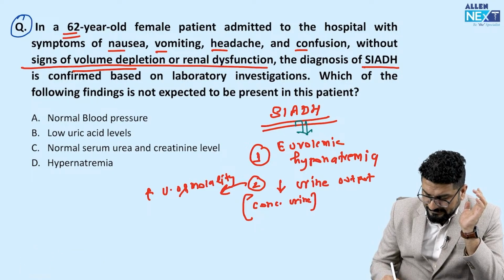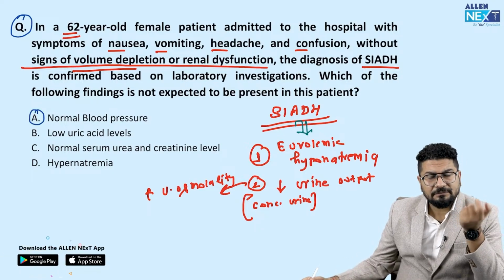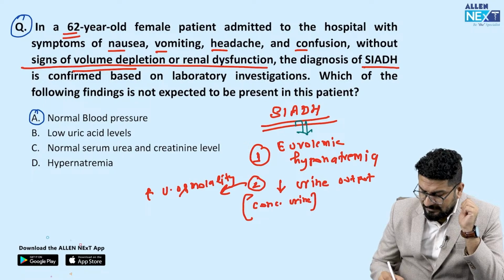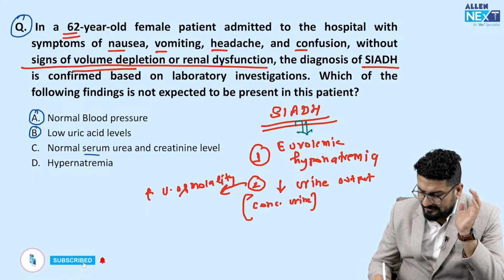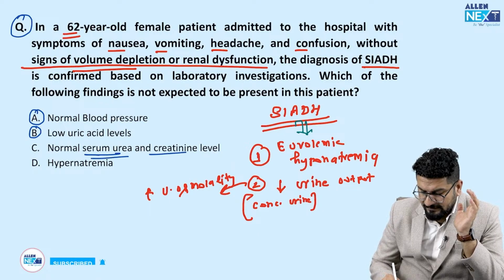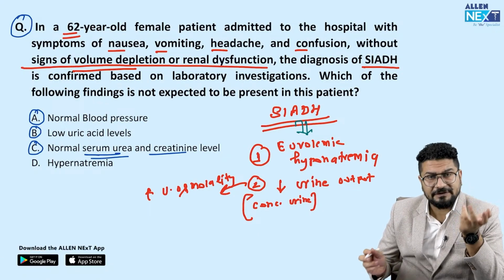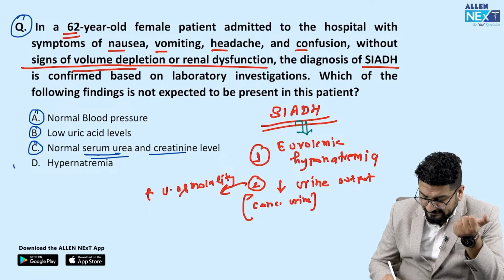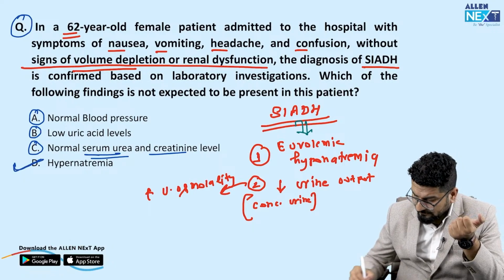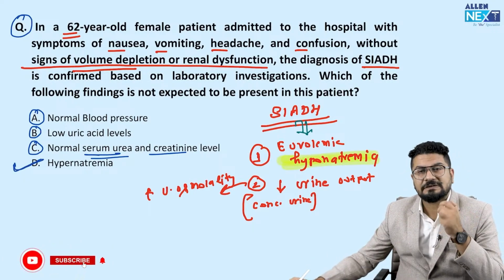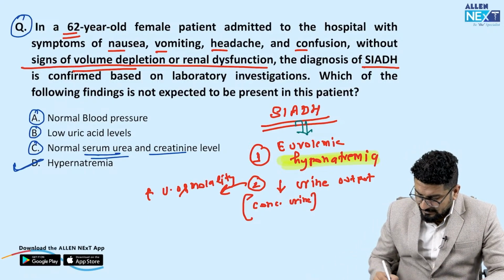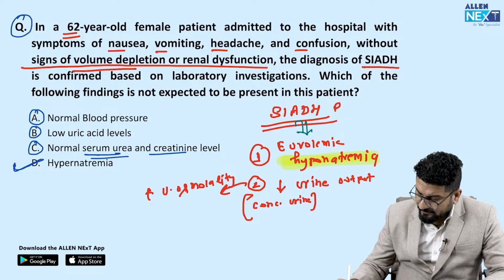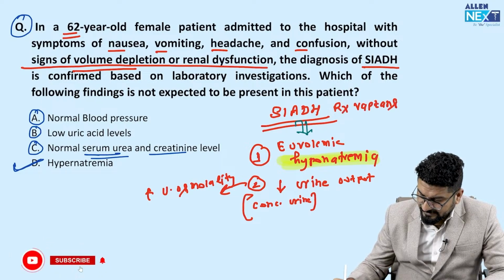Uric acid level can also be low in a patient of SIADH. But in most patients, you will see it is in the normal range. Normal serum urea and creatinine. Kidney function should be normal. So these three are present. That is actually seen. Hypernatremia is not seen. What we see in SIADH is hyponatremia. It's the classical example of euvolemic hyponatremia. Very, very important. So how will you manage this patient? Remember, for treatment, we give Vaptans.